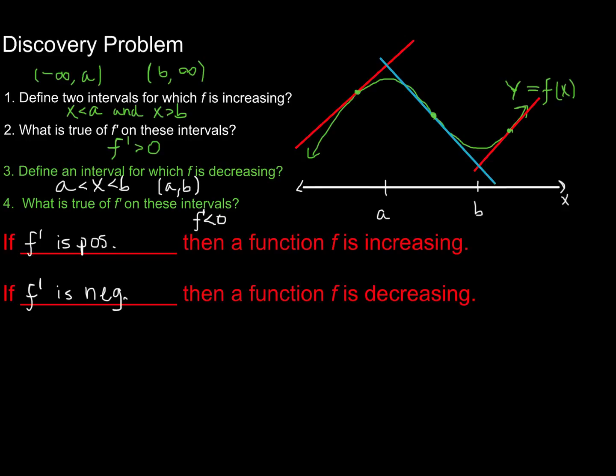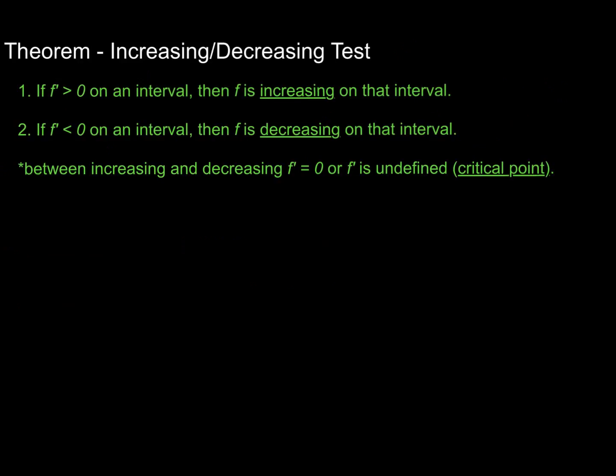All right, let's go ahead and actually capture this theorem now. This theorem is known as the increasing/decreasing test. A lot of theorems are known as tests because a theorem is always true, and having a certain test that always works is very valuable. So first, if the derivative f prime is greater than 0 on an interval, then the function f is increasing on that interval. If f prime is less than 0 on an interval, in other words it is negative, then f is decreasing on that interval.